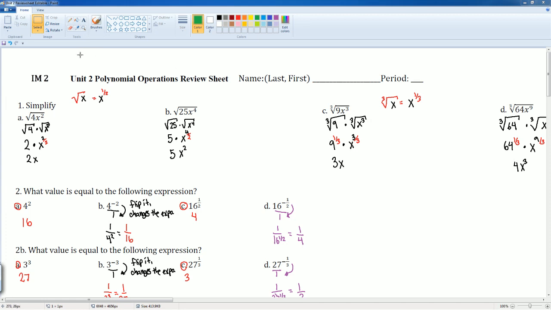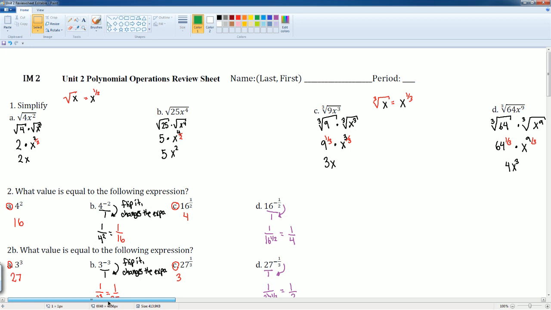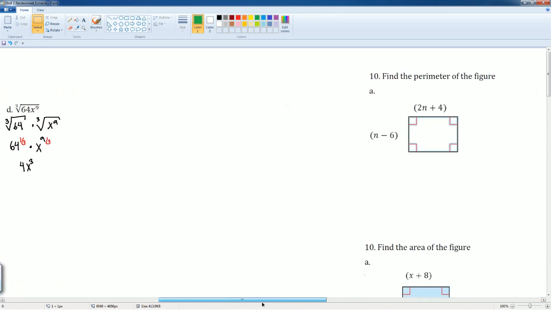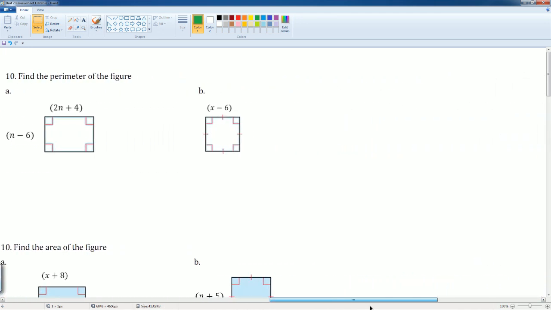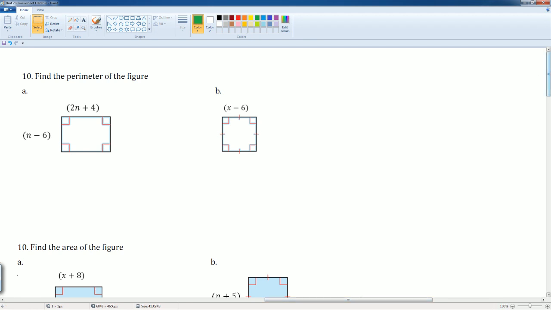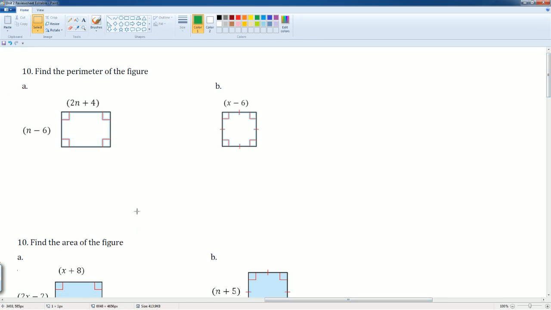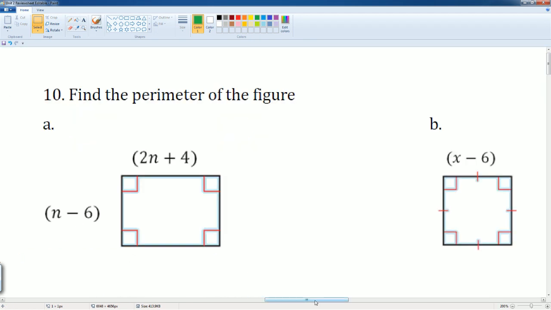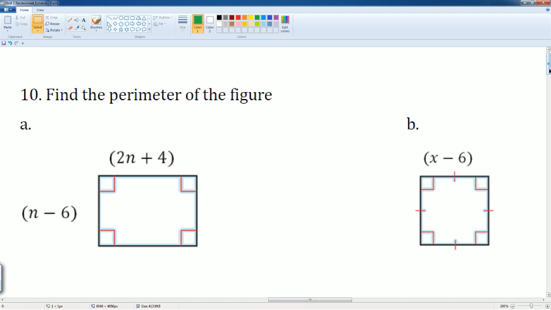Welcome, this is the IM2 video lecture on the review sheet for Unit 2, Polynomial Operation. Here I will be covering Part 2, which is going to be the second page of the review sheet, which starts at number 10 on top, which is finding the perimeter of this figure.